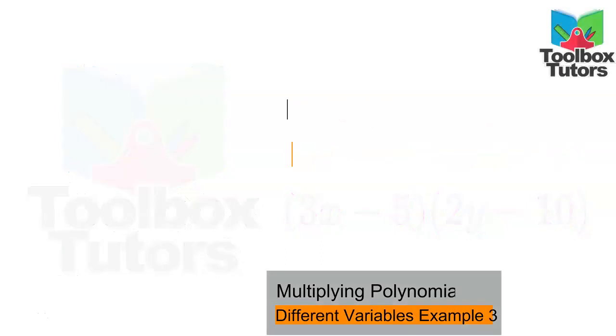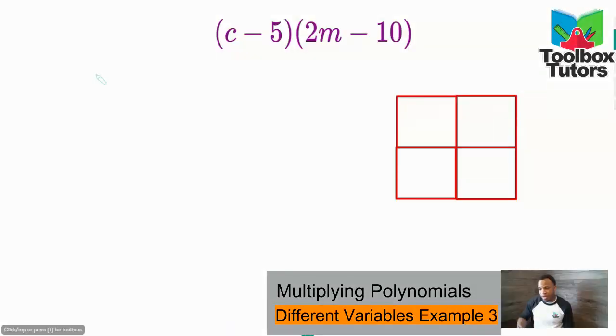It is the distributive or the FOIL method. Next, we'll look at the box or the area model. If you have one method you prefer over the other, I'll leave a timestamp in the description below so you can jump to the specific section that you prefer. So first, we're looking at the FOIL or the distributive method.